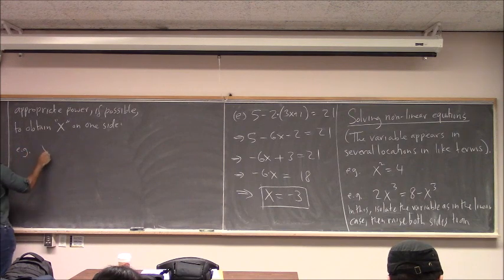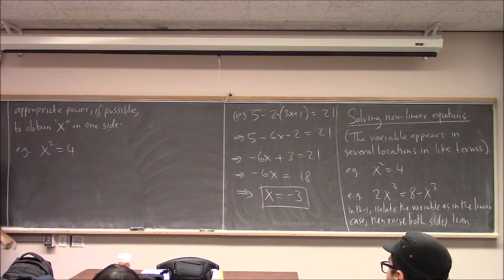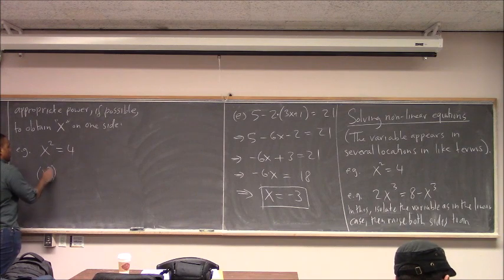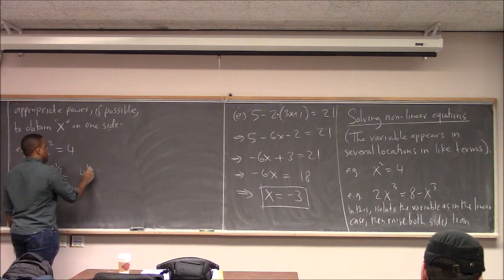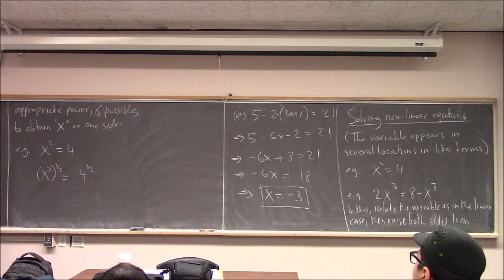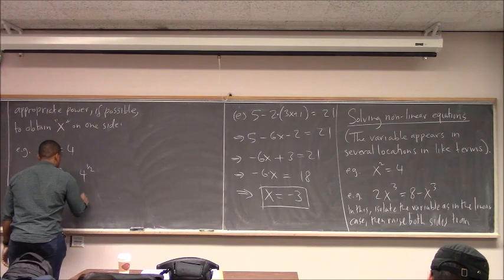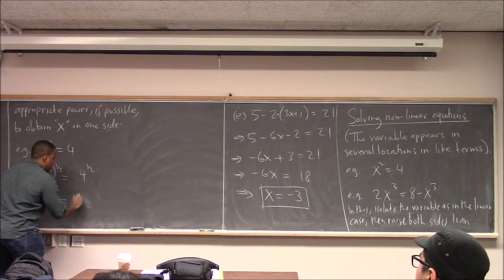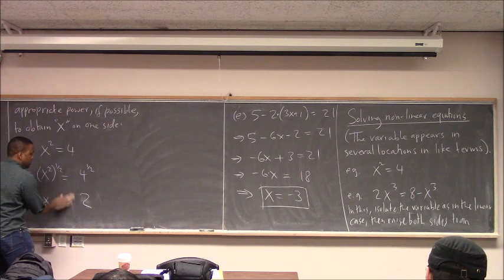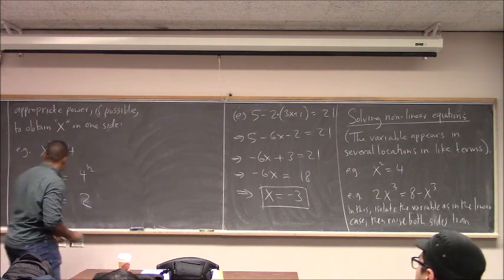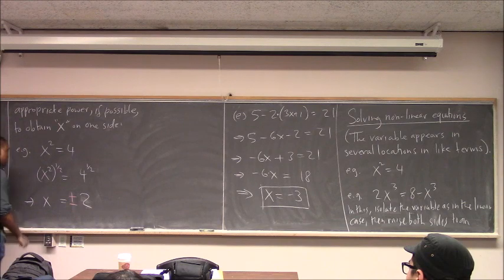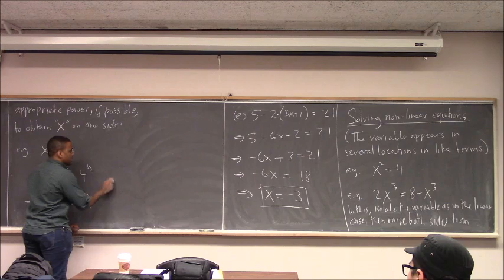So again, in the example x squared equals 4, my x squared is isolated, but I want to get x. So what I can do is raise both sides to the 1/2 power. Now the thing is, this can get a little sketchy because there are some times when you have to know how to change signs. So this is the disadvantage of this method.